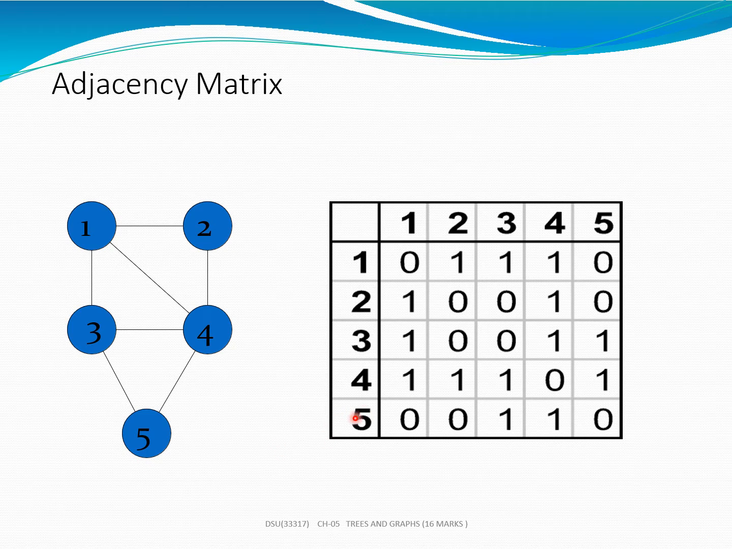Now 5. 5 to 1 is 0. 5 to 2 is 0. 5 to 3 is 1. 5 to 4 is 1. 5 to 5 is 0. Means if there were a loop, then we would write 5 to 5 as 1. Okay, this is the example of the adjacency matrix.